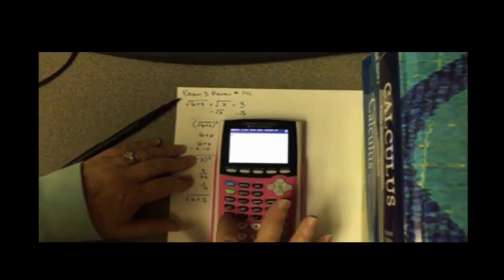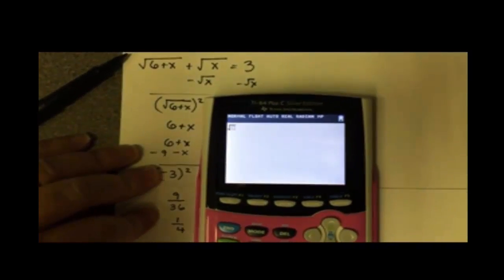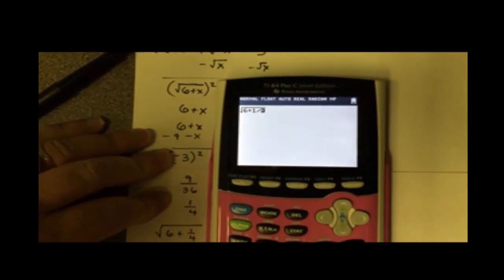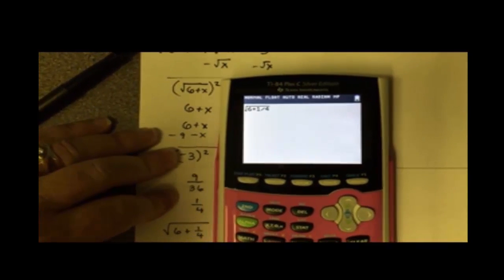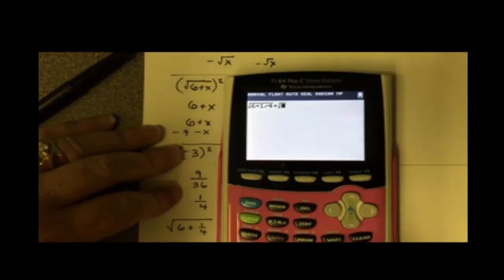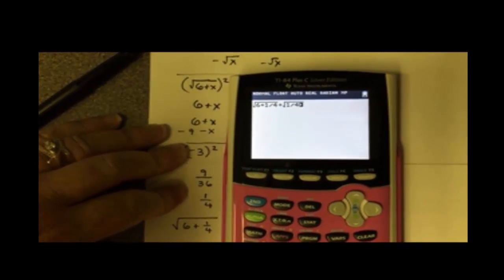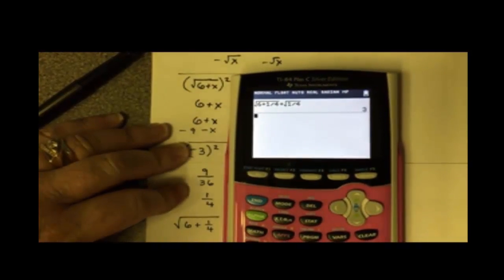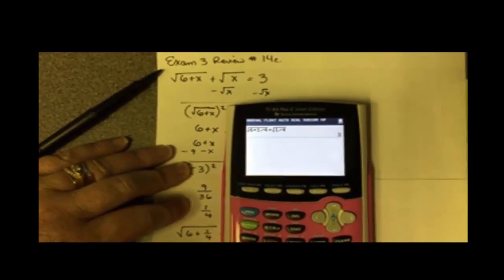So in my calculator, I've got the square root of 6 plus 1/4, and then I'm adding the square root of 1/4, and I can see that I do get the answer 3, which is what I was expecting, and that verifies that the solution that I found is going to work.